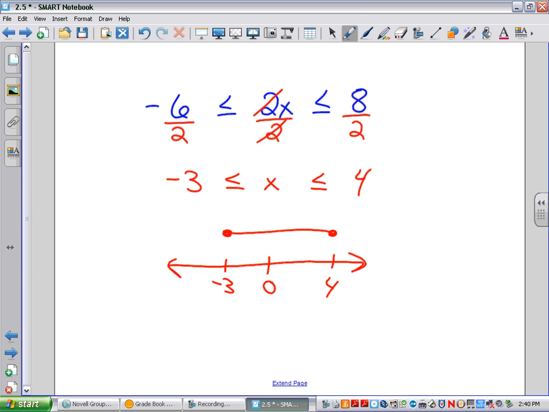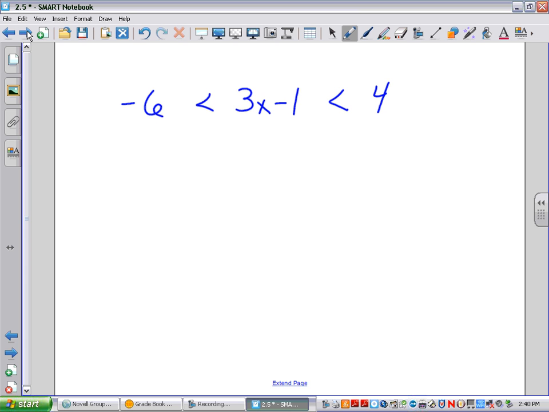I would encourage you to hit the pause button now and try this one. This one's going to be 2 steps. Start off by adding 1. Add 1 3 times, so you can mark out those. That would give me negative 5 is less than 3x is less than 5.